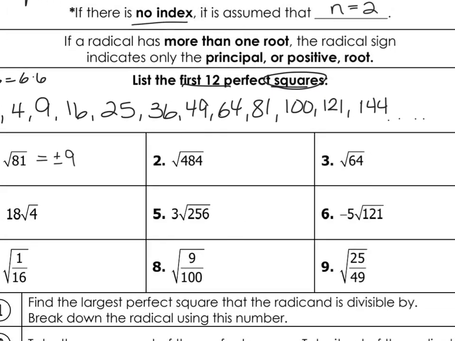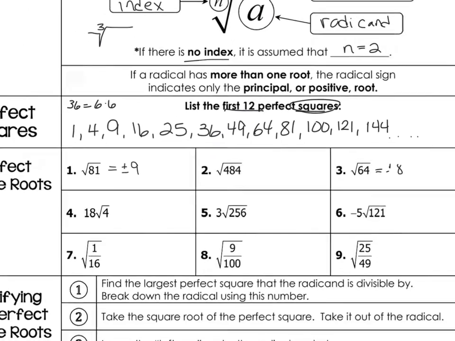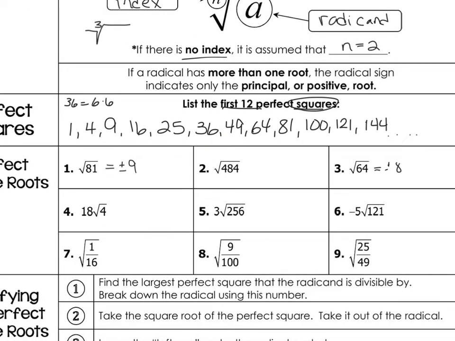Let's look at the square root of 64. It's plus or minus 8, right? And like 121, we know that that's 11. So negative 5 times 11 is negative 55. Let's see, square root of 4, we know that that's 2. So 18's on the outside, it multiplies with that square root of 4. So square root of 4 is 2, and 18 times 2 is 36. Square root of 1 over 16. Well, that's the same thing. Square root of 1 is 1. Square root of 16 is 4.